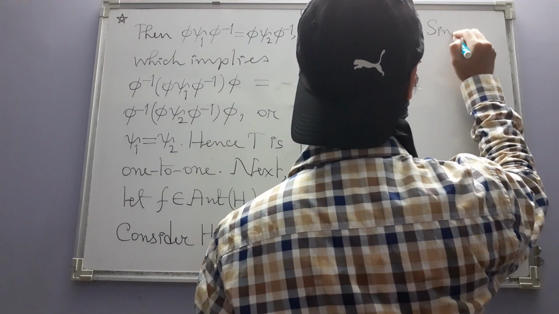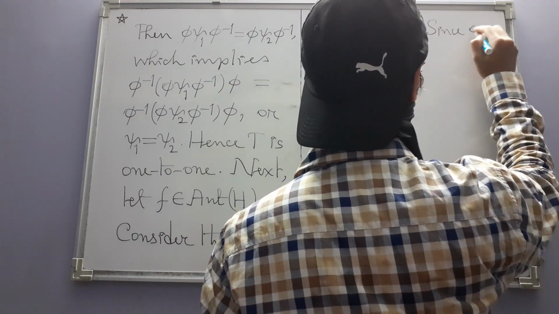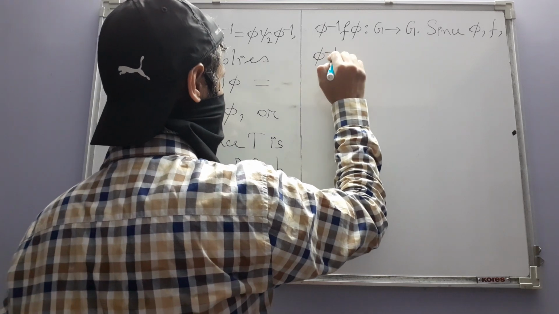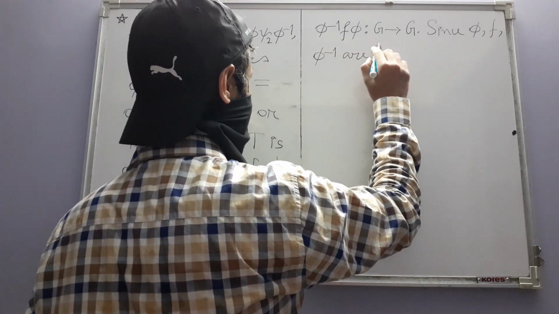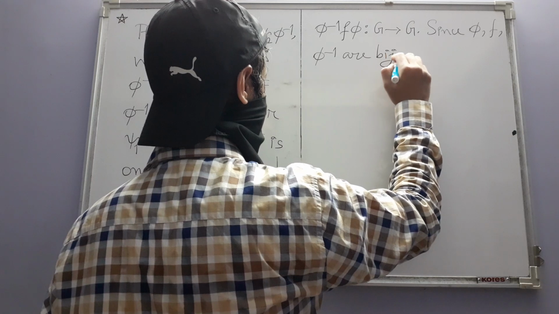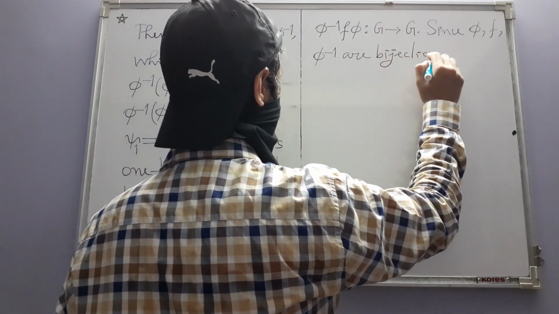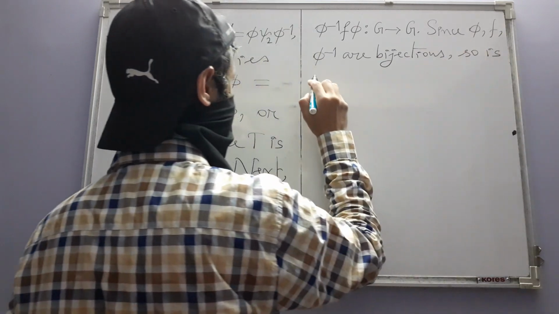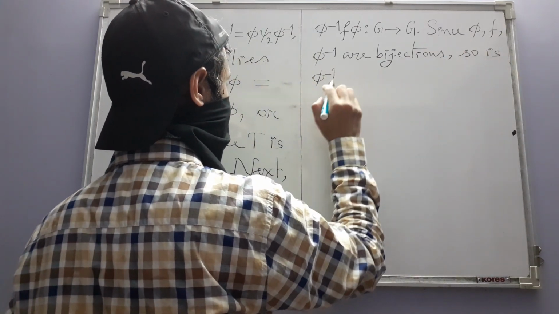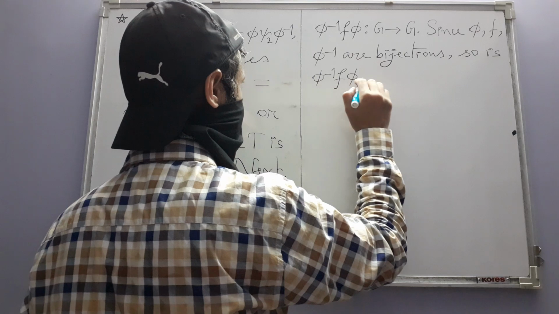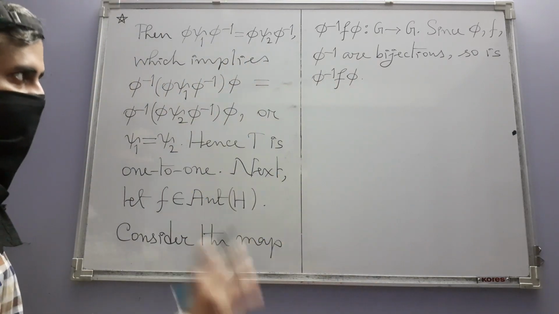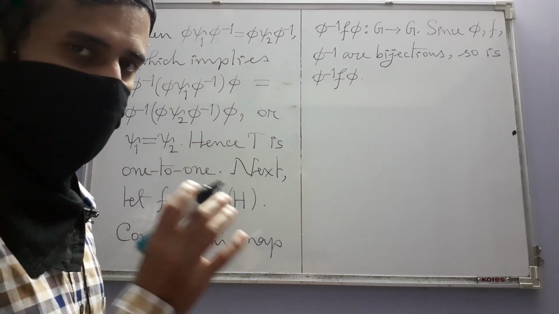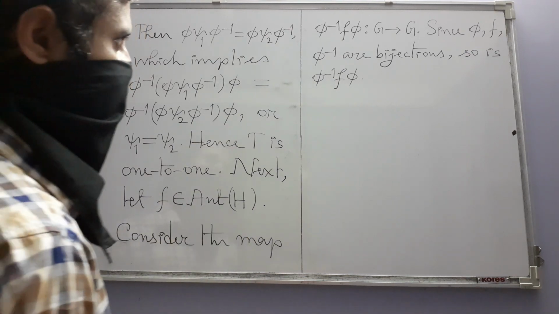Since phi, F, phi inverse are all bijections, so is this composition. Okay, so this part is over. Now the next thing to show is that this map respects the binary operation.